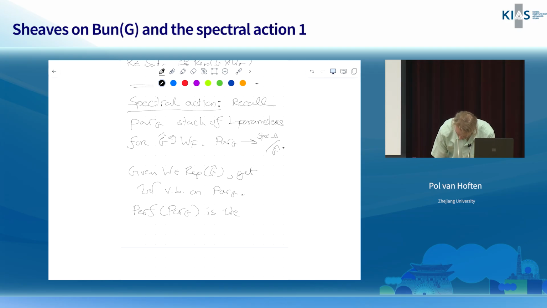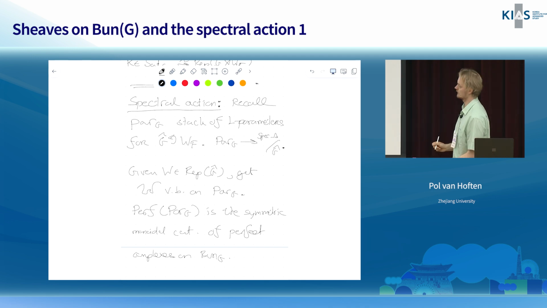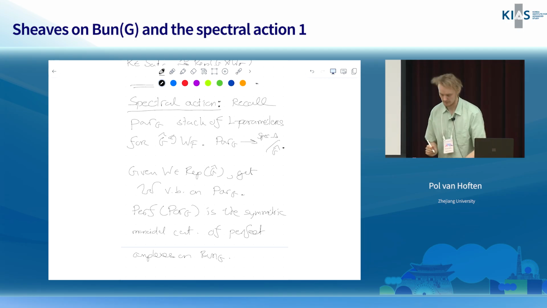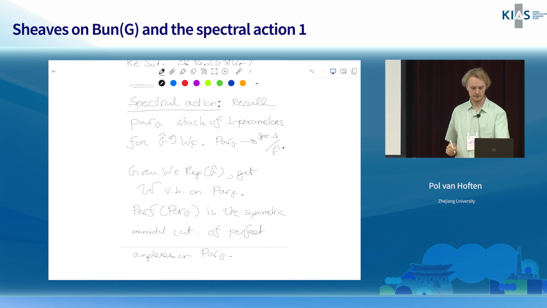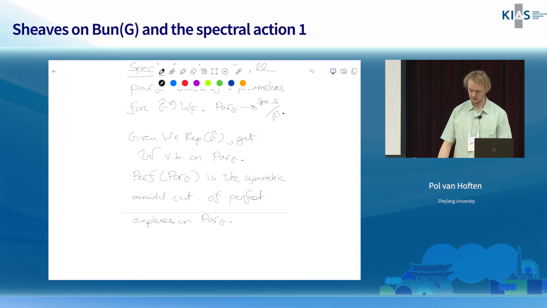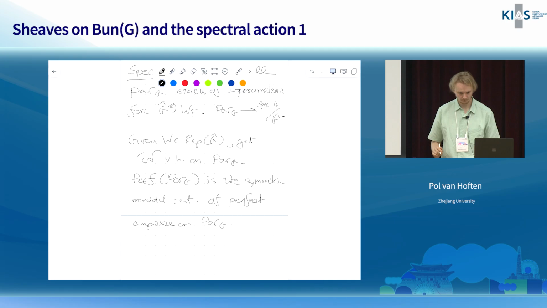is the symmetric monoidal category of perfect complexes. Okay, so in particular it contains all the vector bundles. Okay, Par G. Okay, and then the spectral action tells you that actually these perfect complexes act on Bun G.